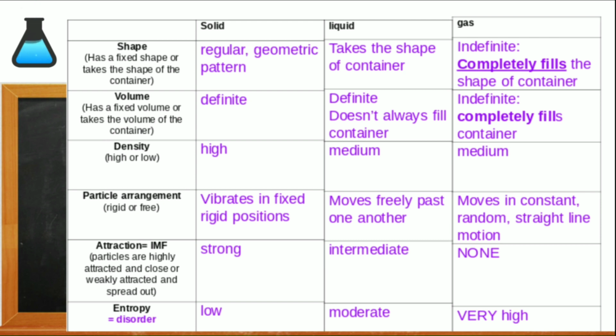Entropy is another word for randomness or disorder. Solids are very organized. Their particles are said to be in a fixed, vibrating crystalline structure, while gases are in constant random straight line motion. The randomness indicates that gases have very high entropy.